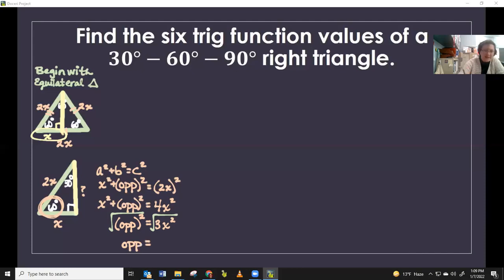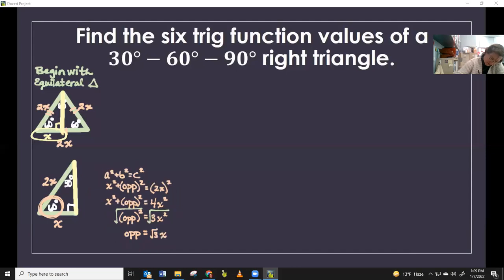So how big is my opposite side? Square root of 3x. Yes. Awesome. So I'm going to fill that in here. So square root of 3x. I think I need to shrink some things down a little bit. There we go.